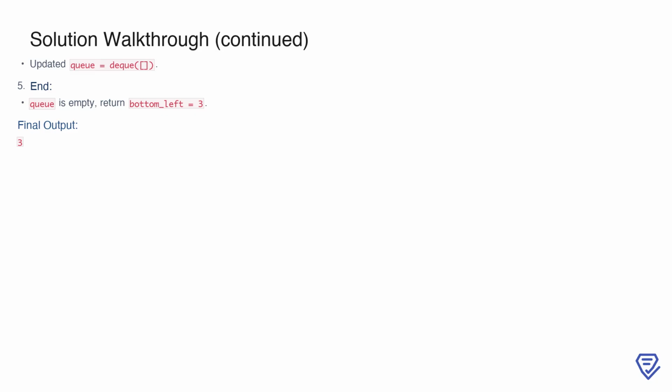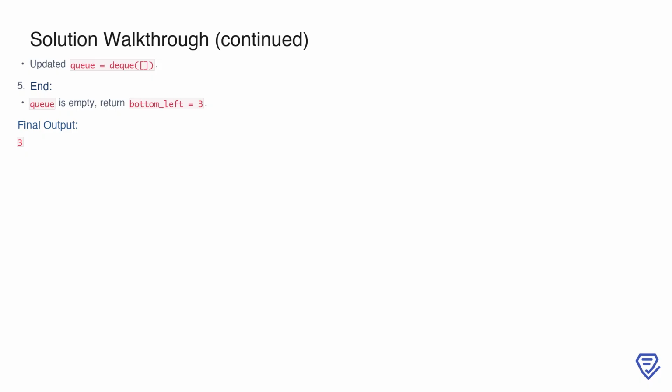In all these examples, the approach systematically traverses each level of the binary tree while updating the bottom_left value to the leftmost node found at that level. By the time the queue is empty, the algorithm guarantees that the bottom_left variable holds the correct answer. This efficient level order traversal ensures we can handle trees of varying depths and structures while maintaining clarity and simplicity in the implementation.